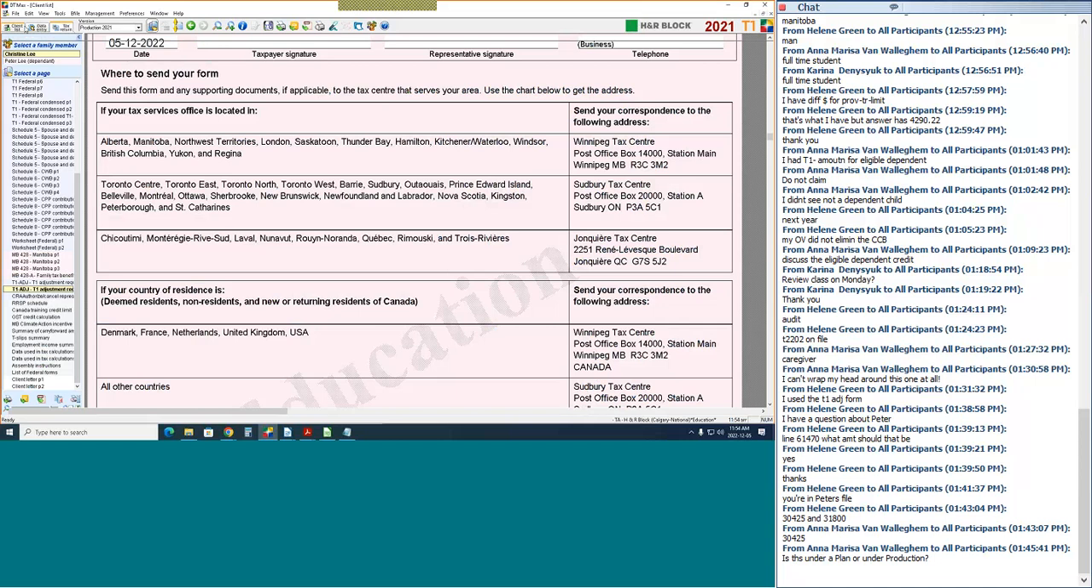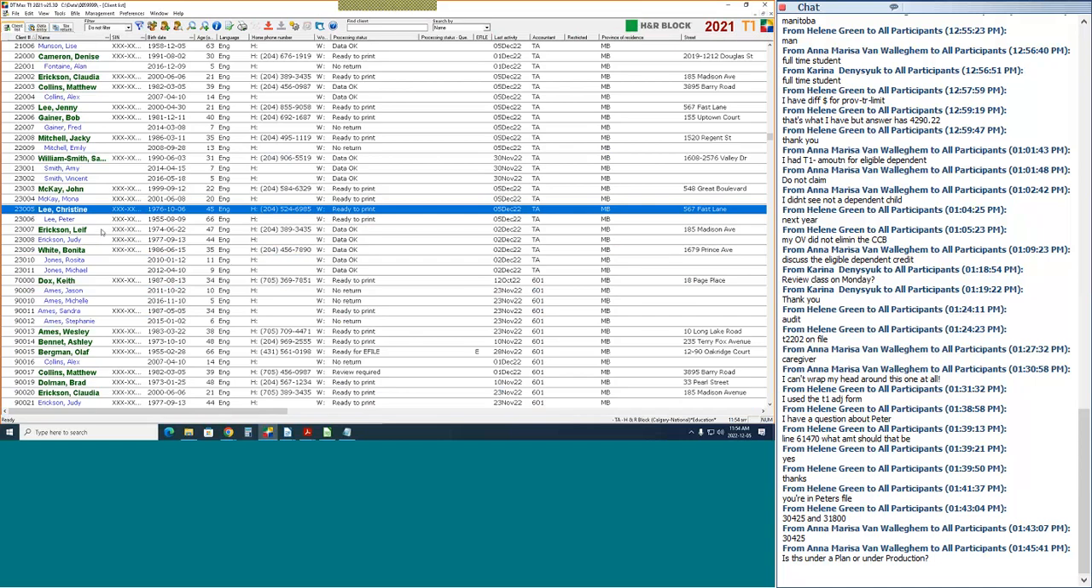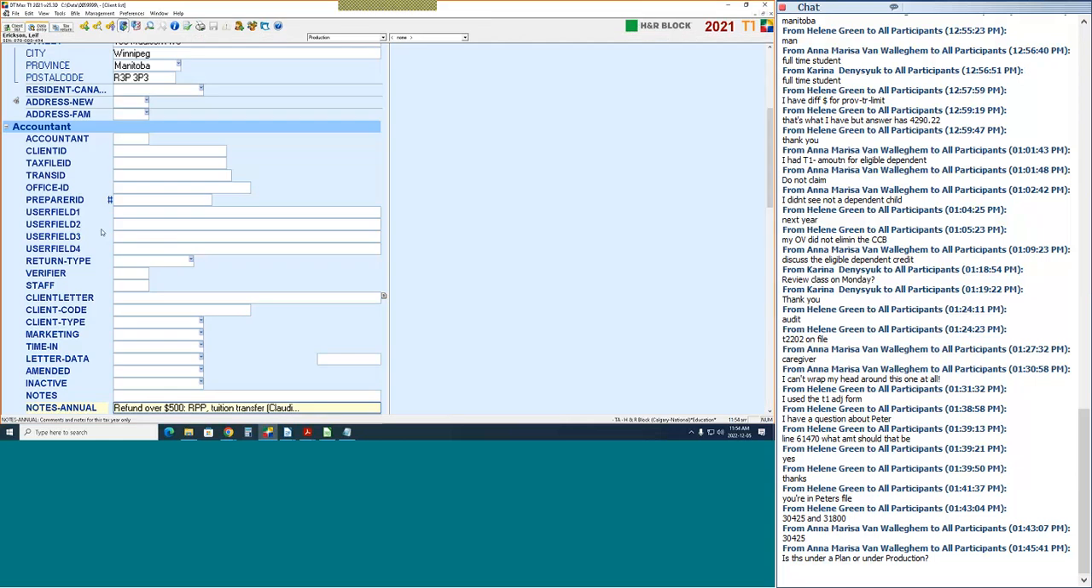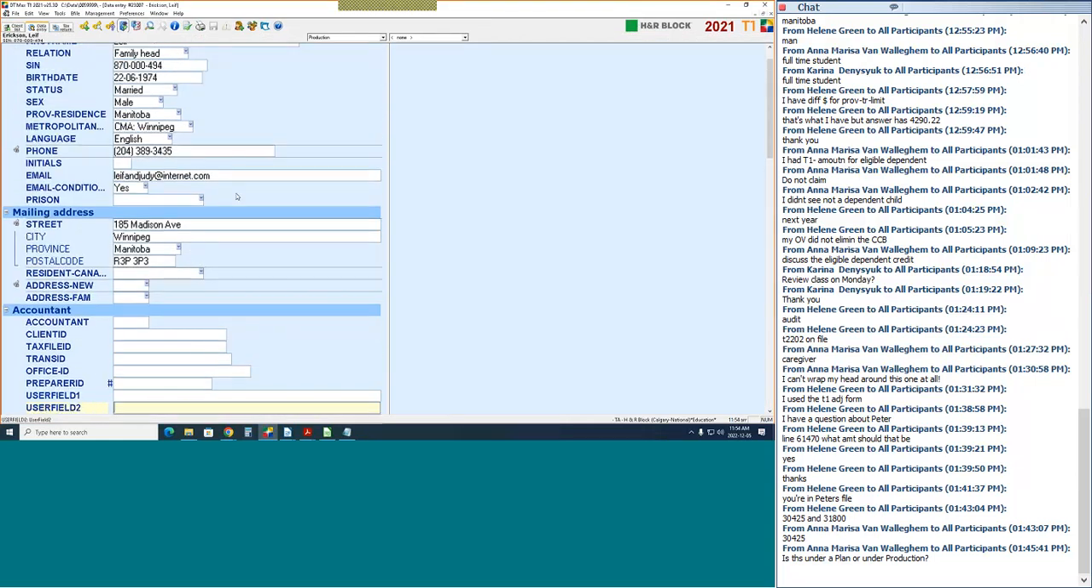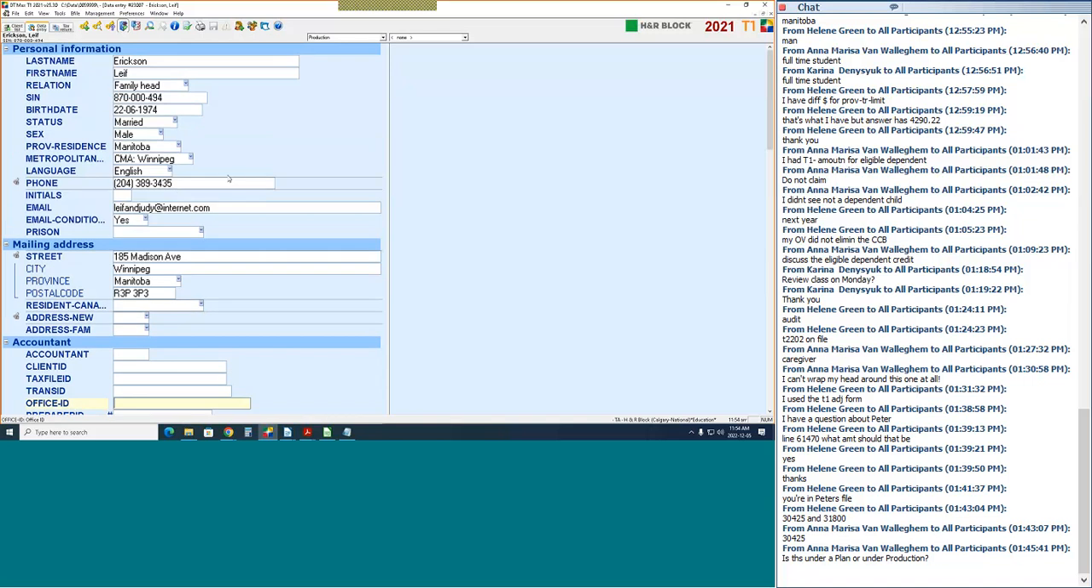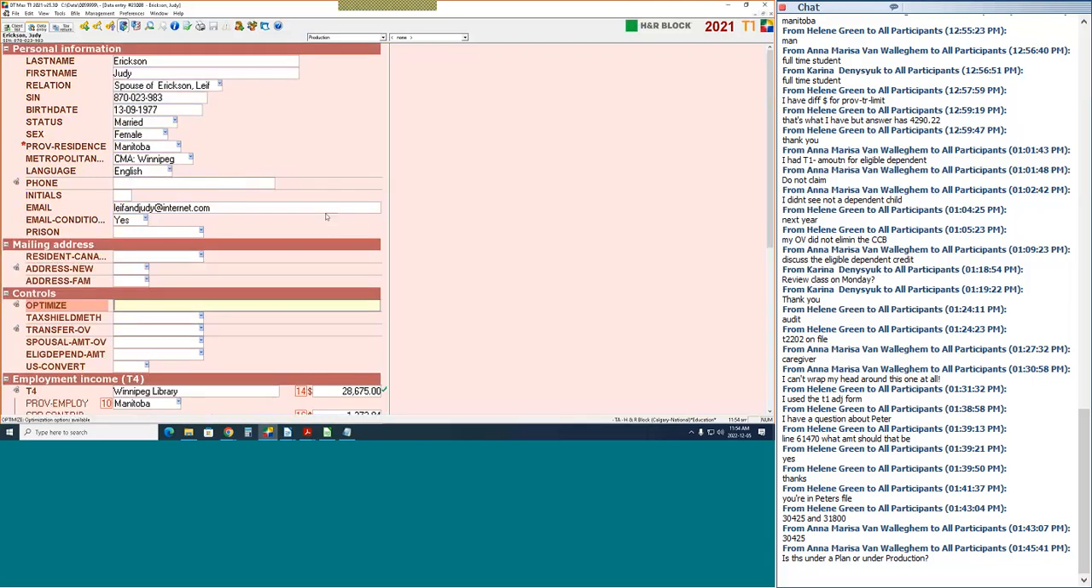So let's take a look at them. Again, I have not cloned anyone in. It's just the two of them. I want you to notice I have the email for Leaf and Judy and Internet entered on Leaf's because he's the family head. He had higher income. He's the family head. And I said email yes. And then Judy, I had to enter the same email in a second time because I won't be able to put it in unless I specifically say so.